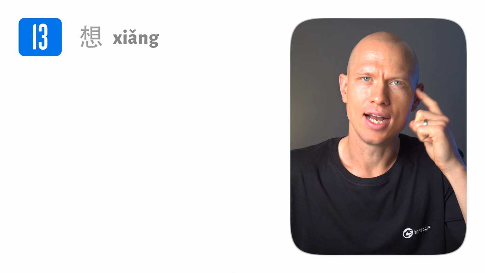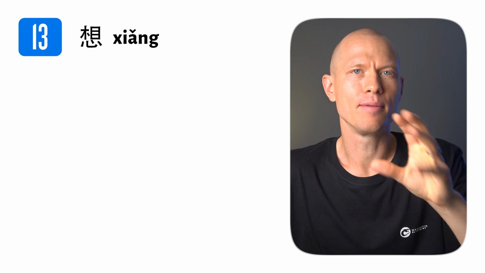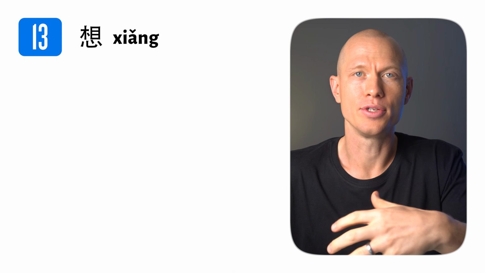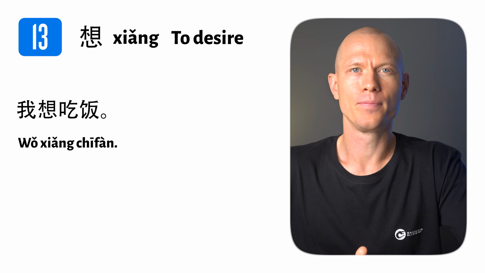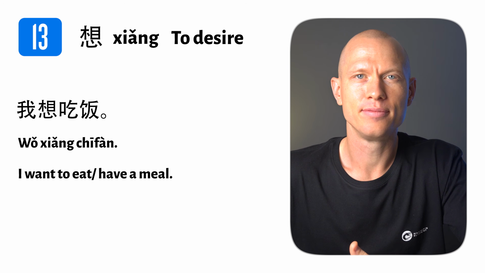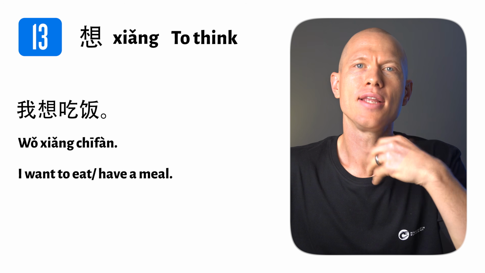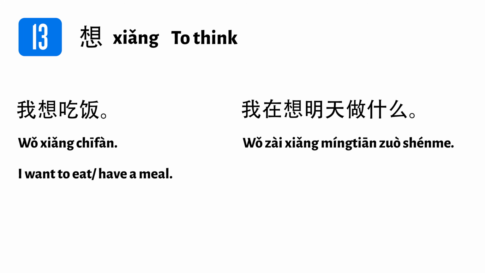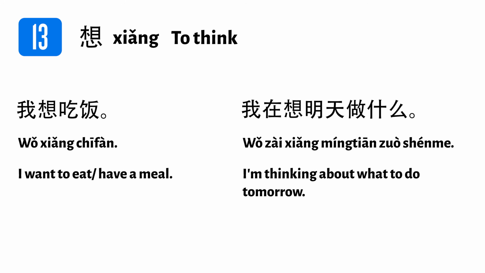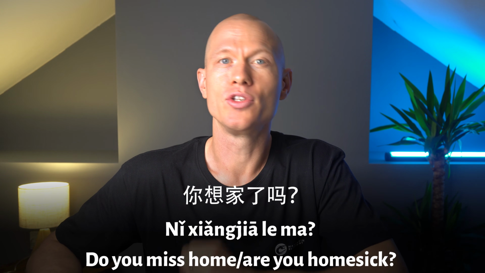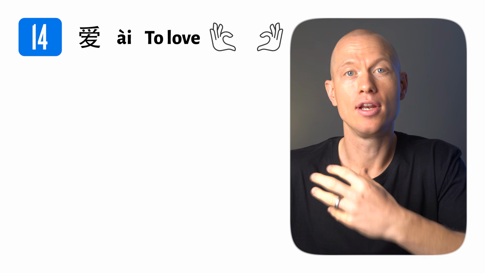Next up, 想, and this is an interesting one because it can mean several different things depending on how it's used. So 想 is to desire to do something. So 我想吃饭. I want to eat. I want to have a meal. And it can also be think or consider. 我在想明天做什么. I'm thinking about what to do tomorrow. And it can mean to miss someone or something. 你想家了吗? Do you miss home? Are you homesick?